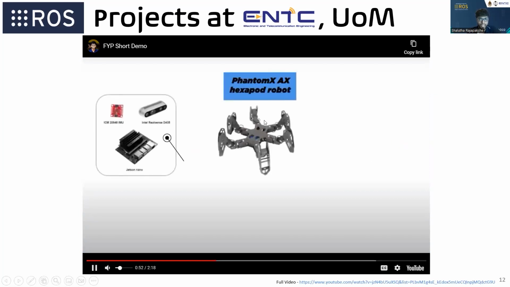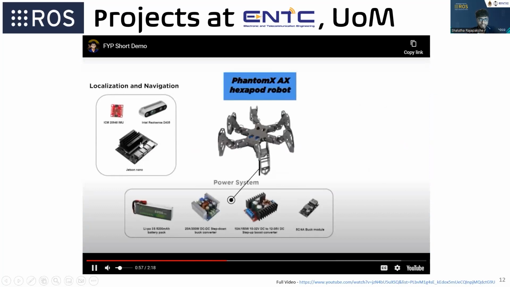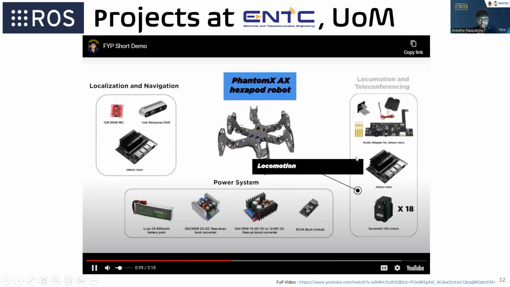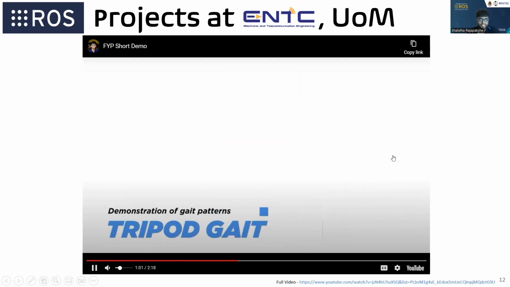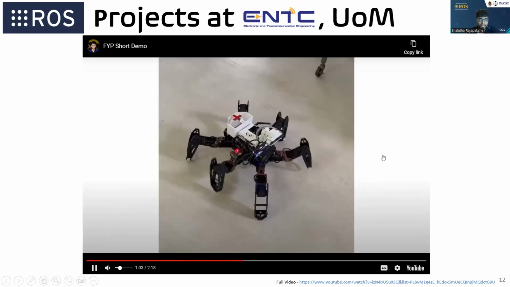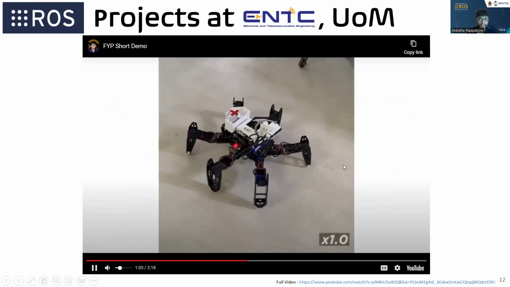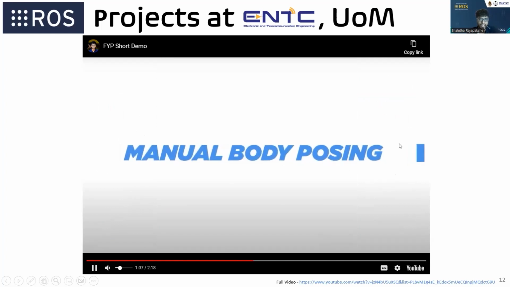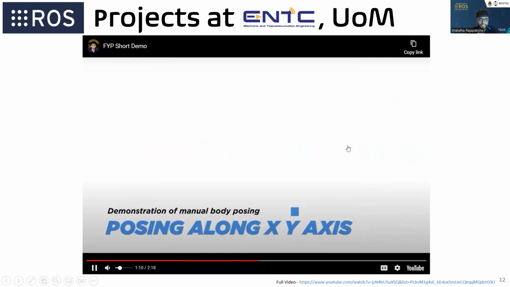So this is the component diagram of our hex support robot. For localization, it is a separate Jetson Nano, and for locomotion, it is a separate Jetson Nano. This is just one gait pattern that we are demoing here, but we have 4 different types of gait patterns.